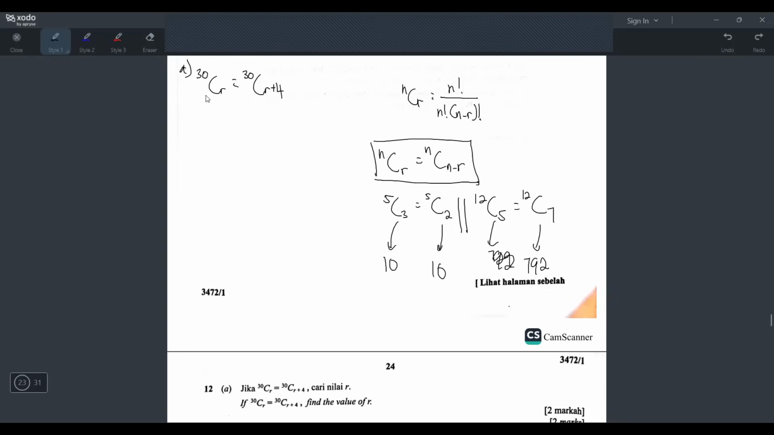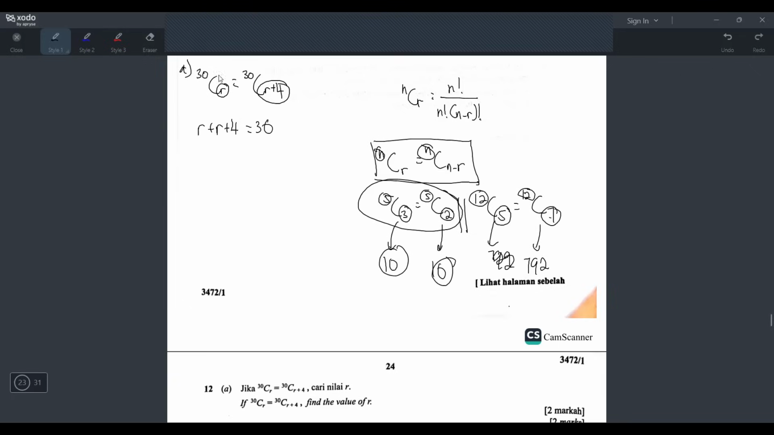So what I'm gonna do now is, if you look at this, the n is obviously 30 for this question, right? But even though we don't know r and r plus 4, we know that the sum of these two numbers will be 30, all right? Just like this example I show you. Why the 5C3 and 5C2 gives you the same answer is because the sum of these two numbers give you this number, all right? That is why they give you the same answer. Same with this 12C5. Why is it equals to 12C7? Why they give you the same answer? Because the number down here, when you add together, gives you the number yang atas, right? That's why they give you the same answer.